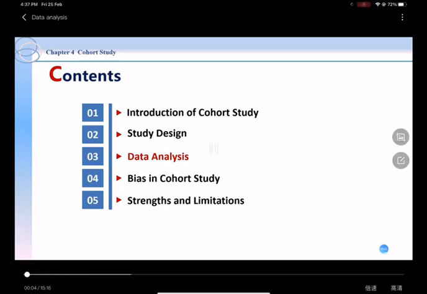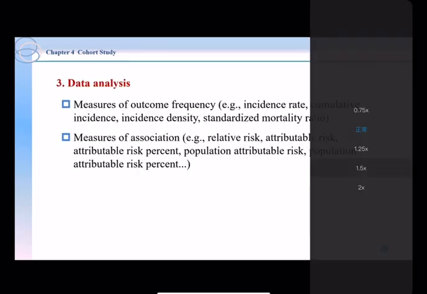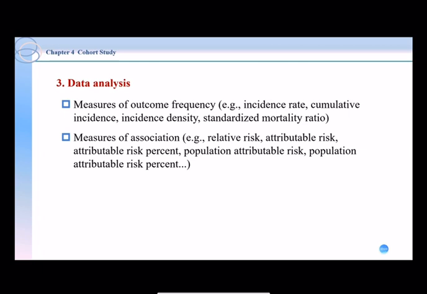Of the data analysis using the cohort study. Usually in the cohort study, we need to measure the outcome frequency and also need to measure the association between the exposure risk factor and the disease outcome. For the outcome frequency, we usually use incidence rate, cumulative incidence, incidence density, and standardized mortality ratio.